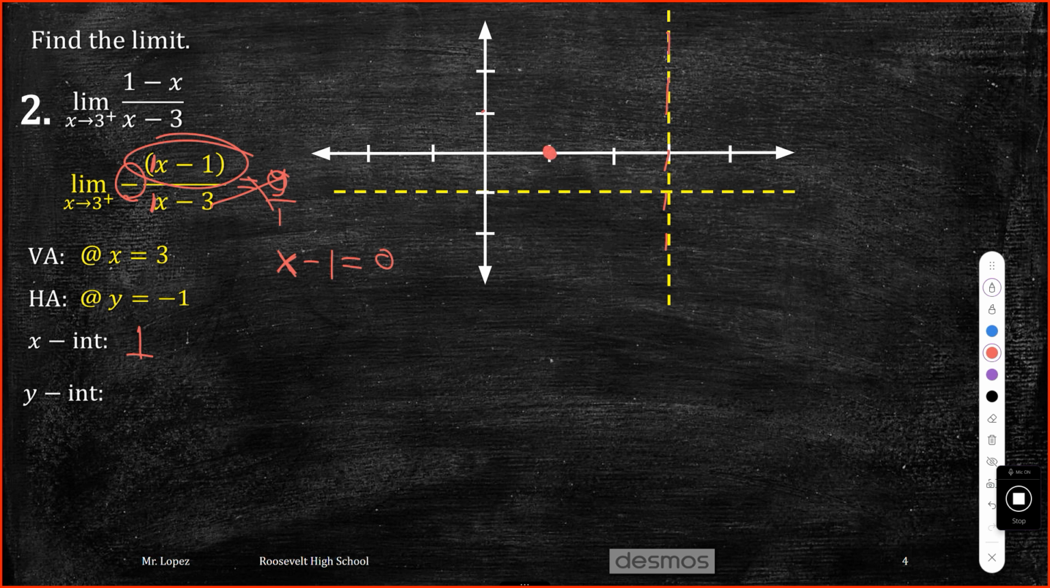And for the y-intercept, set the x equal to 0. So that would be 0 minus 1 over 0 minus 3, so it would be 1/3. So 1/3. The y-intercept is at 1/3, which is right here.